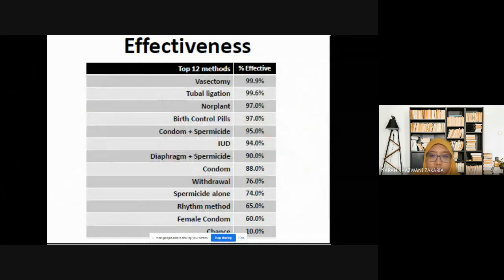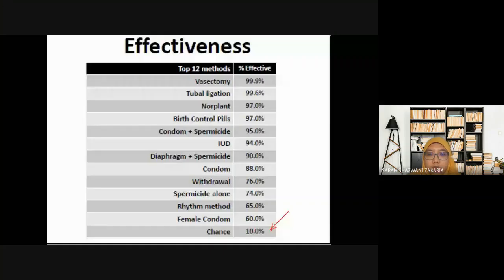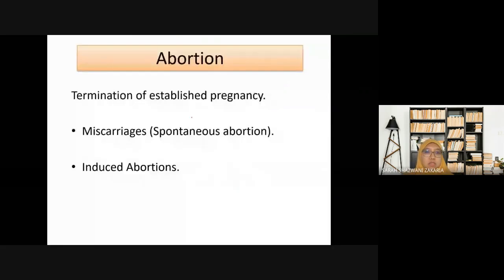Okay, and ni apa chance, in terms of chance. This one maksudnya by chance sajalah. So effectiveness is 10%. Okay. Rhythm method, spermicide. Okay. So abortion: termination of established pregnancy, miscarriage, induced abortion. Ini kita dah cakap tadi. Emergency pill also this one.